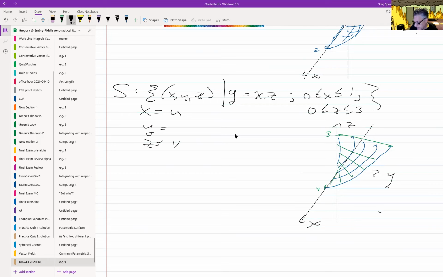So since Y is XZ, Y is UV, those are parametric equations. I don't have to, but I'll give the vector function a name this time. R of UV is U, V, UV. U goes from 0 to 1. The V goes from 0 to 3.